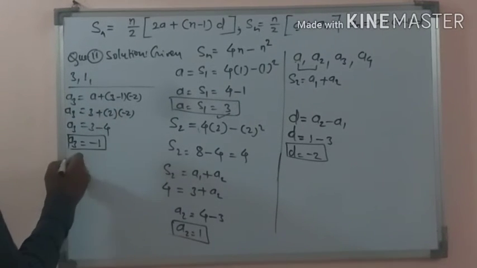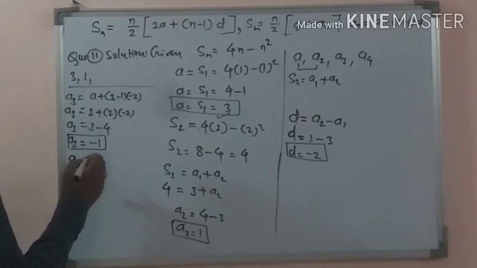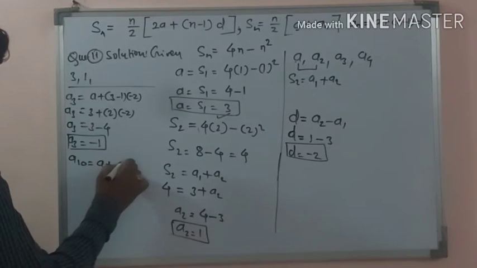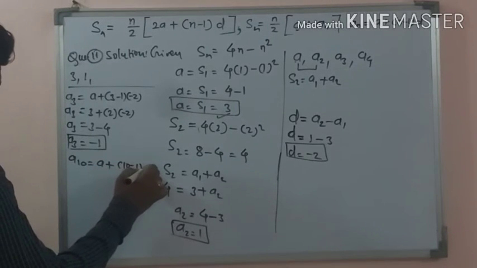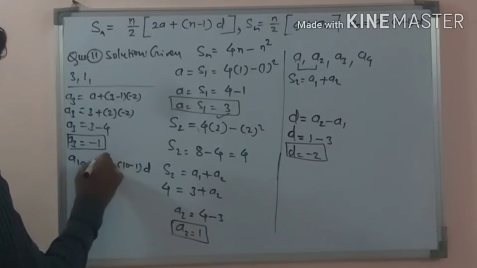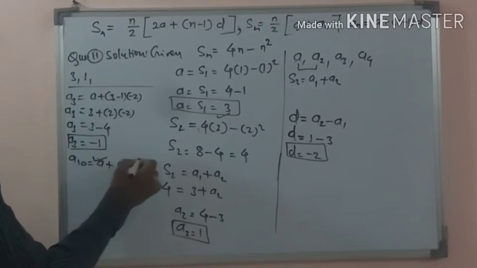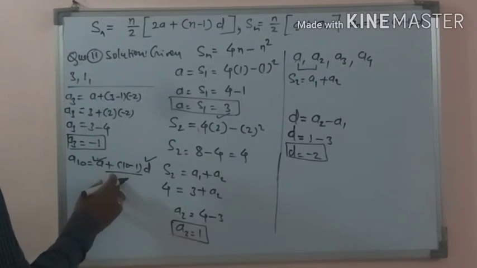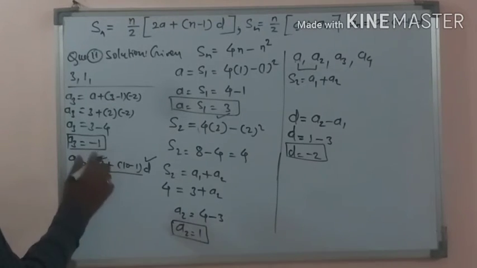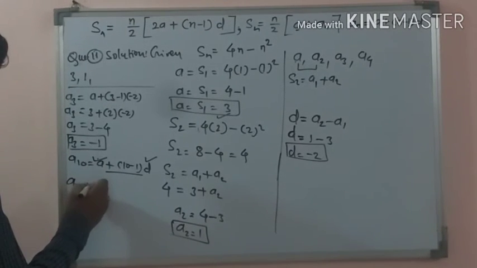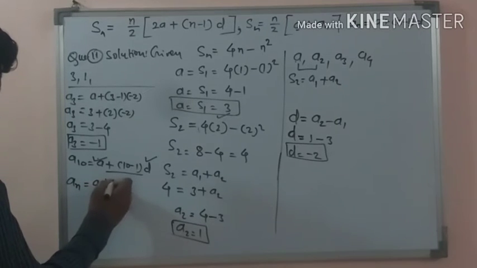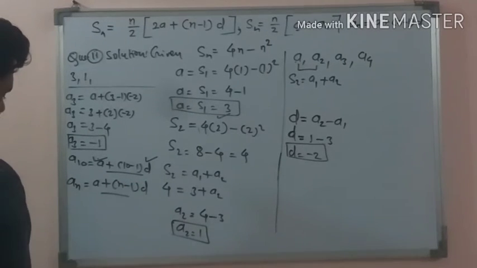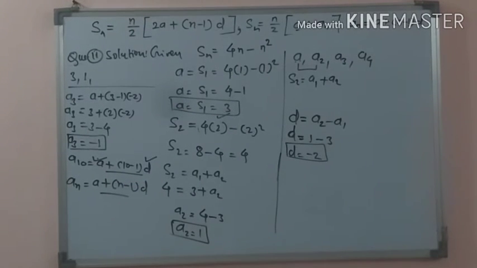Okay, this is our answer, first and second answer. Then what you have to do is find A10 from here. A10 is given by A plus 10 minus 1 times D. Put the same values: the value of A is 3 and the value of D is minus 2, and the number we get is the 10th term. Similarly, the nth term is given by A plus n minus 1 times D. So this is the nth term.